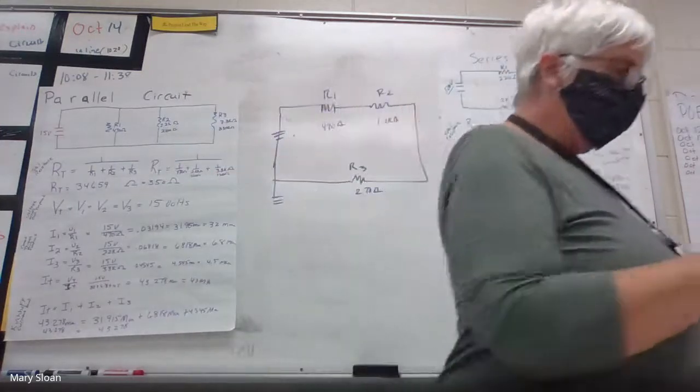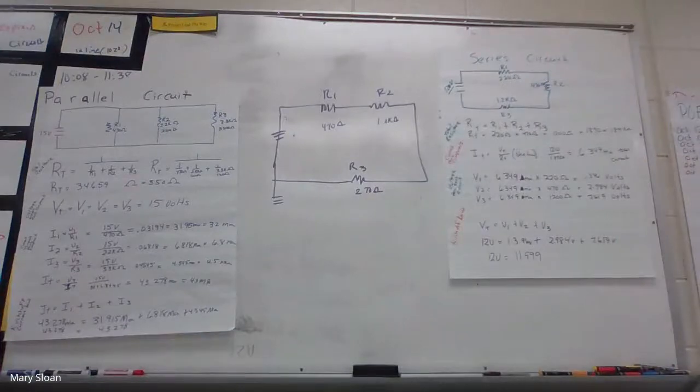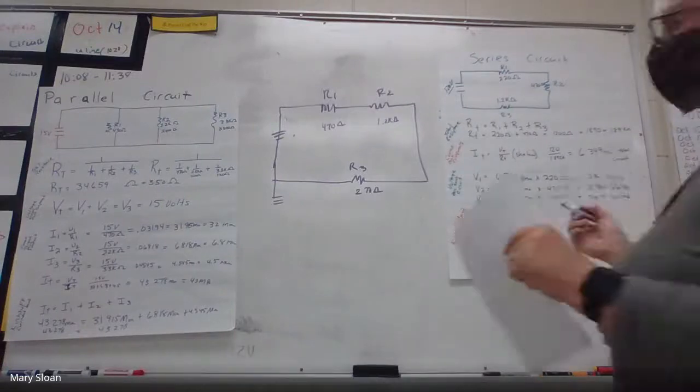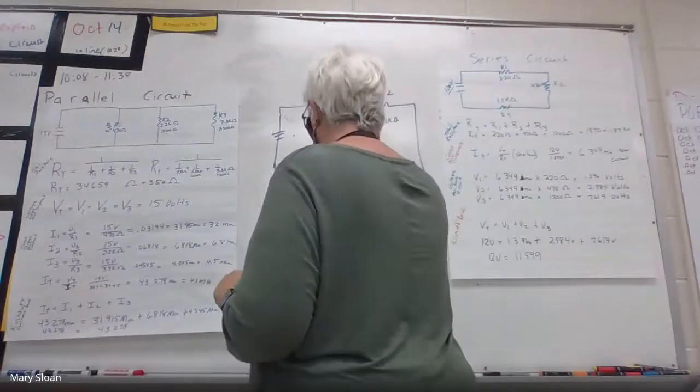Okay, let's look at number 3. It says, using the law of the circuit theory, solve for RT, IT, V1, V2, V3, and be sure to put your answers in proper engineering notation and using correct units. So here's our circuit. What kind of circuit do we have here? Series. So it is asking us for RT.